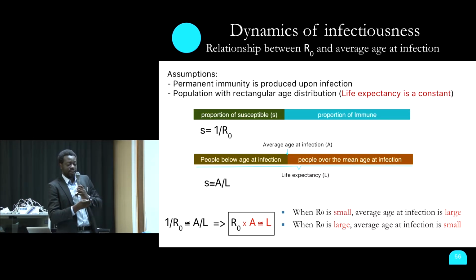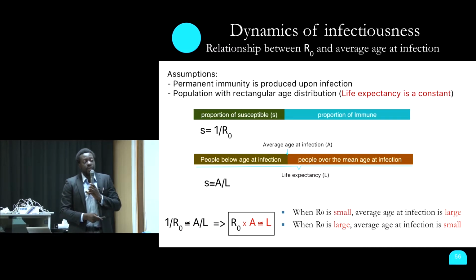This shows us something very interesting. Remember, we say that life expectancy is a constant. So a constant doesn't change over time. It remains the same. So if R naught is small, to keep this the same, the average age at infection should become large so that life expectancy is kept constant. If R naught is large, in order to keep life expectancy the same, the average age at infection will become low.